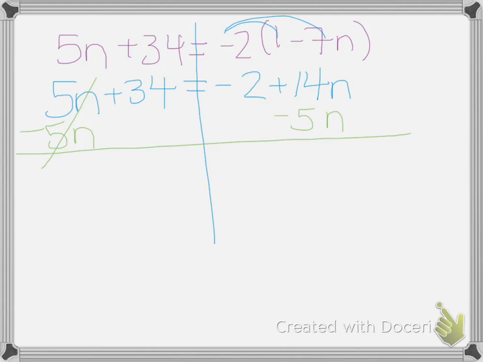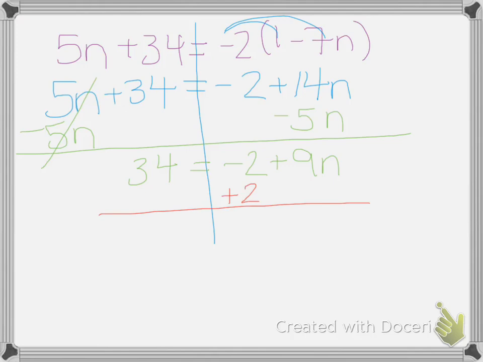If I have 5 n's and I take 5 n's away, I don't have any n's left. So I have 34 equals negative 2, and then 14 n's minus 5 n's gives me 9 n's left in the pile. And from there, we have a two-step equation. I have negative 2 being added to 9n, so the opposite of adding a negative 2 is adding positive 2. And you can think of this also as minus 2, so the opposite is to add 2.